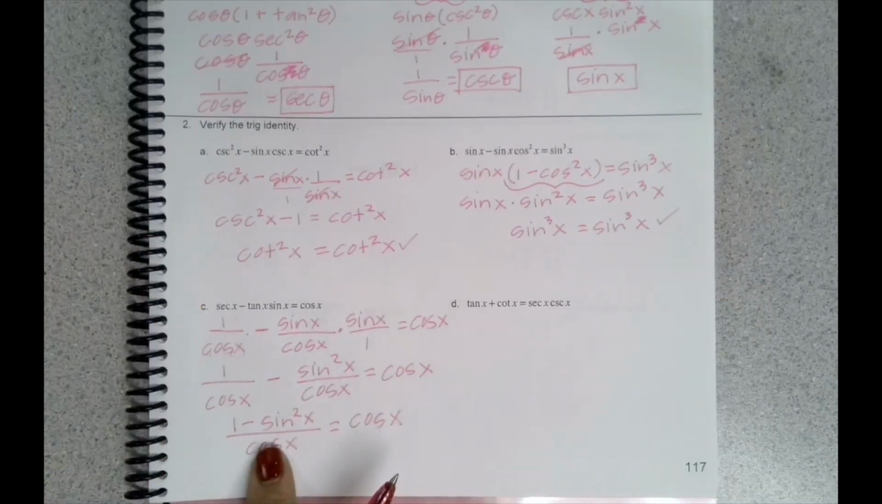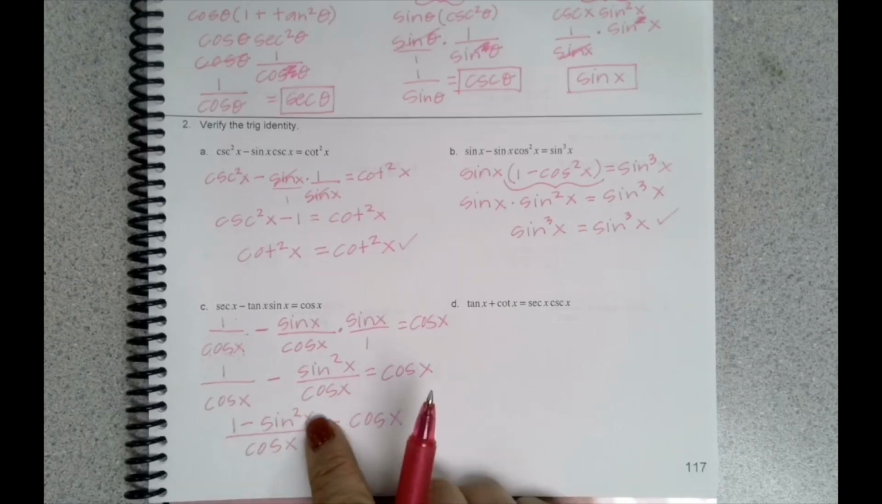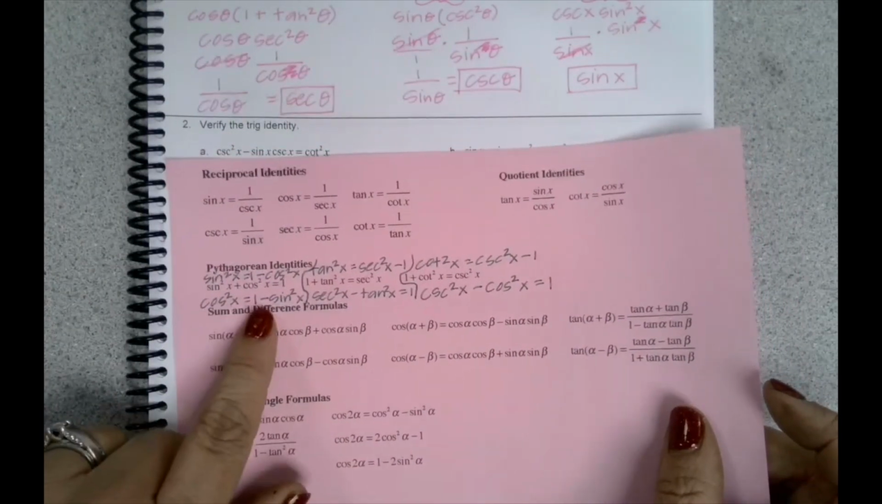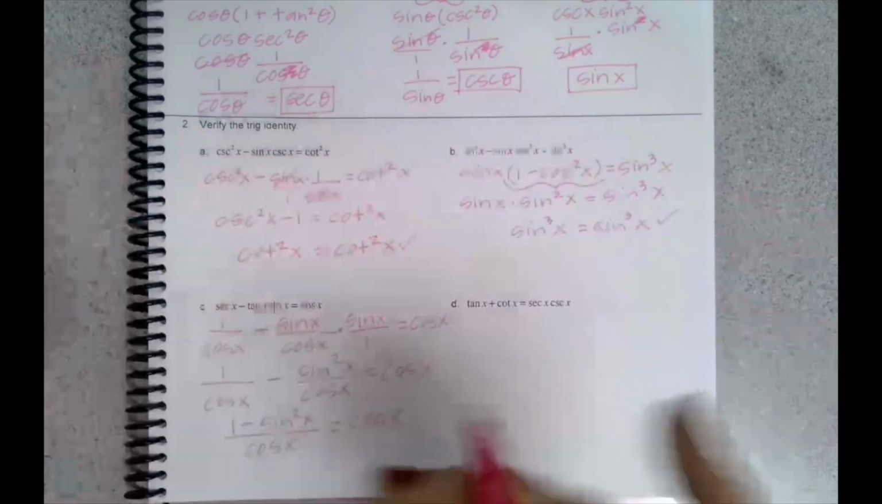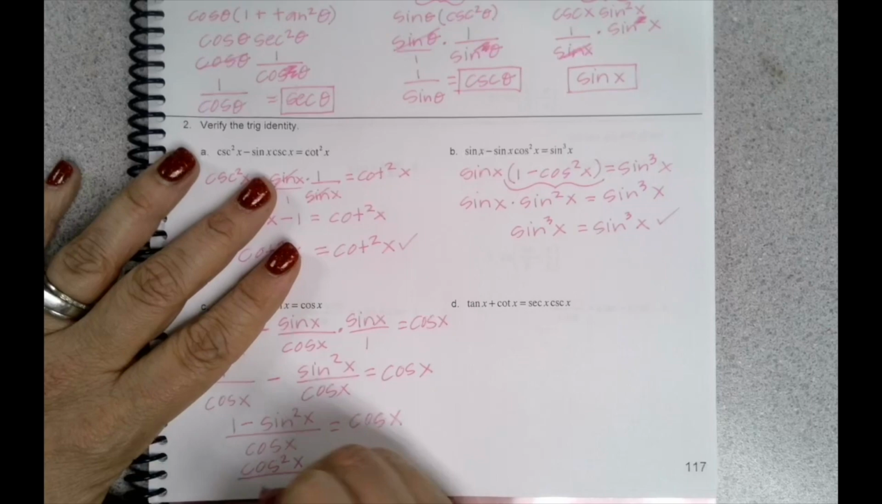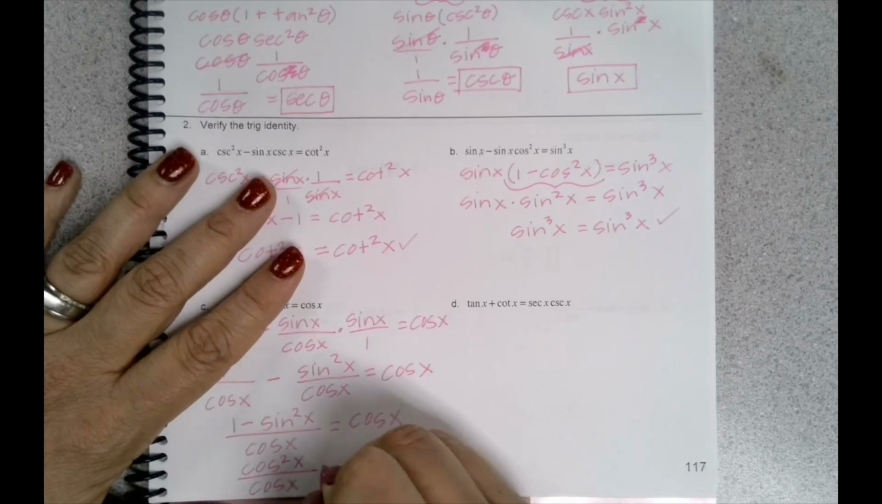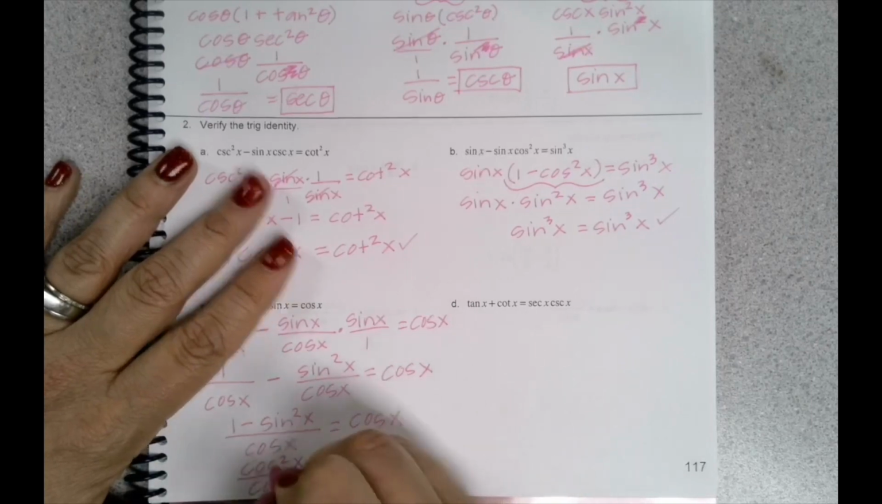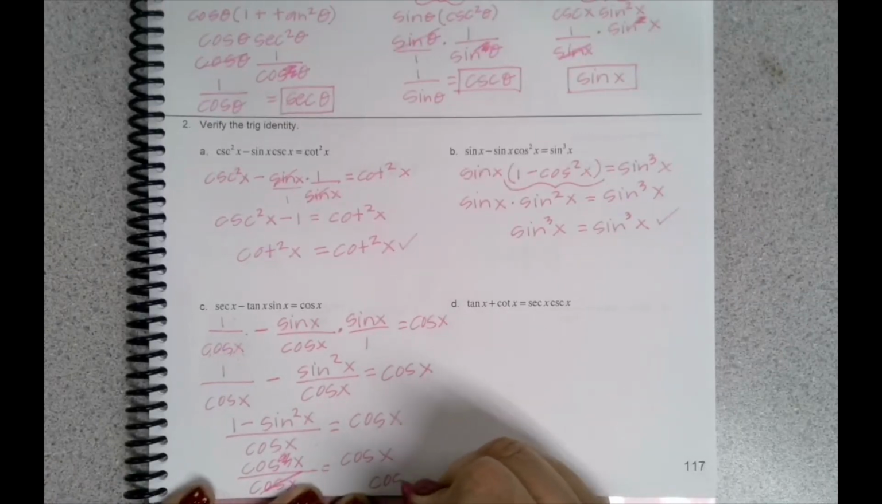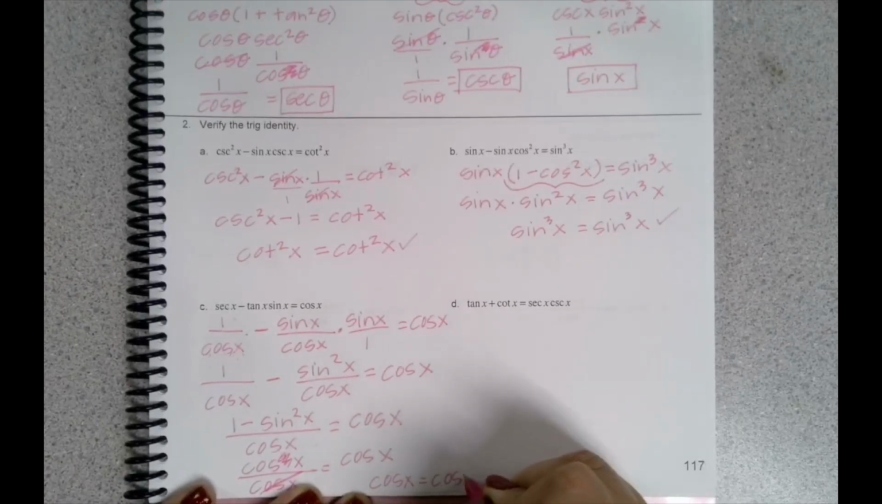Okay, so I have a cosine x, and there's a cosine x, but this is in the denominator, so if there was only a way I could change this. So I go, look, there's a 1 paired with a Pythagorean, a squared term, and so right here, 1 minus sine squared x can be written as cosine squared x. And then this square cancels with this, so I get cosine x equals cosine x.